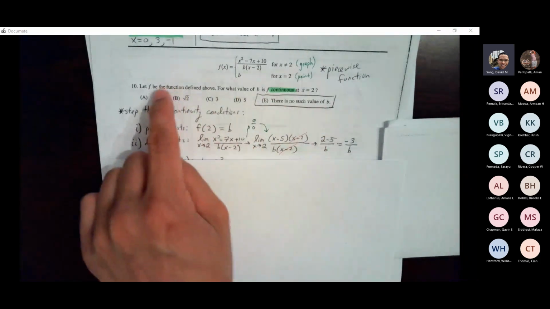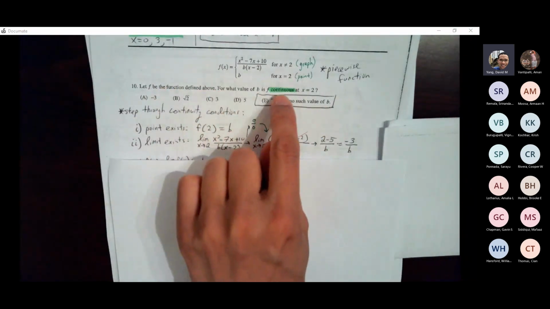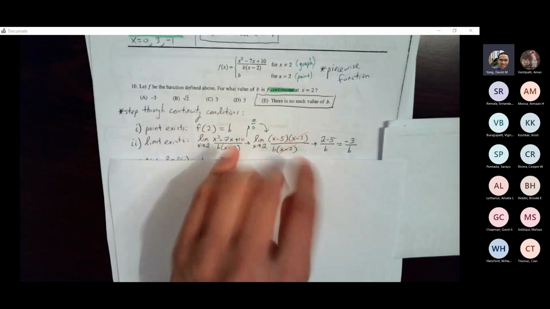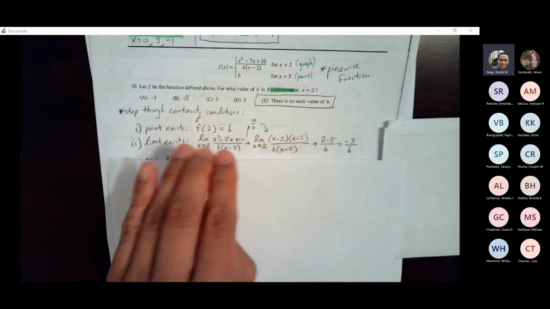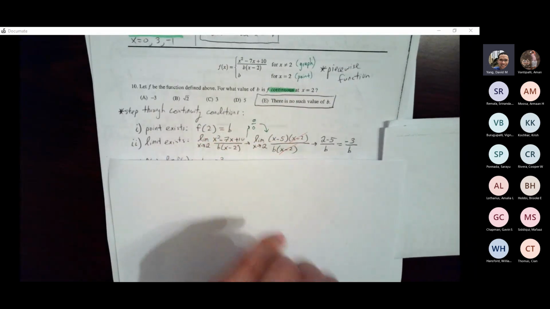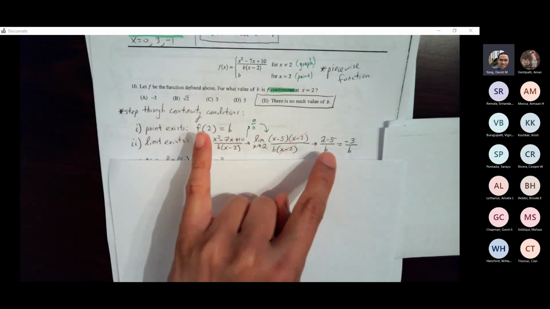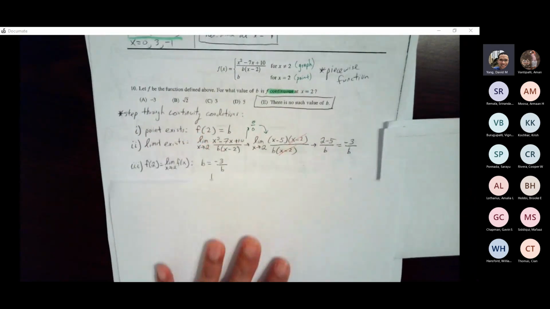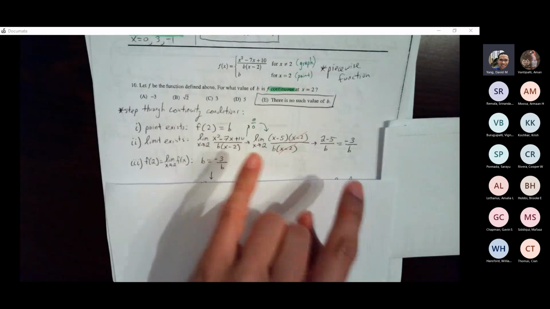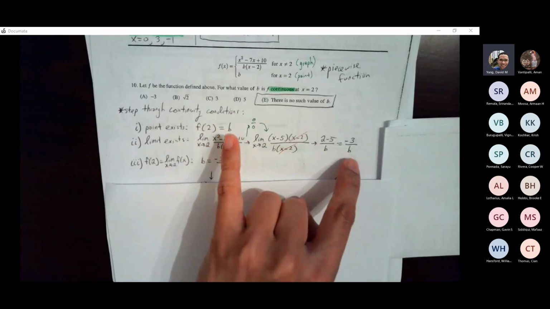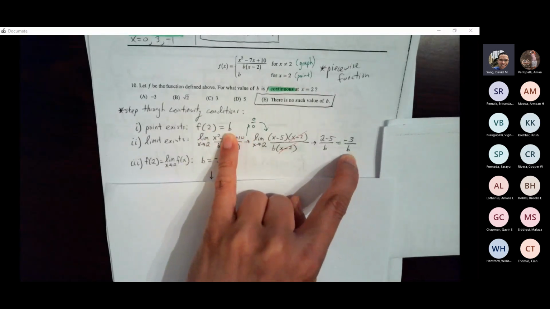Okay, it's asking for what value of b is the function continuous. So we're trying to find the b value that will allow all three conditions to work. Now my third condition is, does the point live where the limit lives? So I look at the result of my first two conditions, and I see, is there any way I can set these equal to each other and solve for my missing variable?